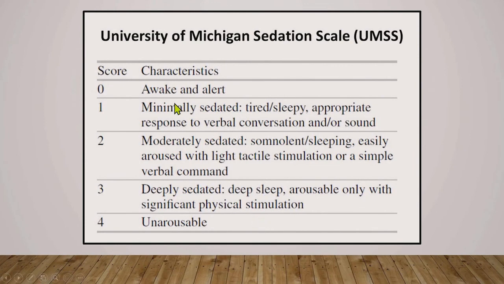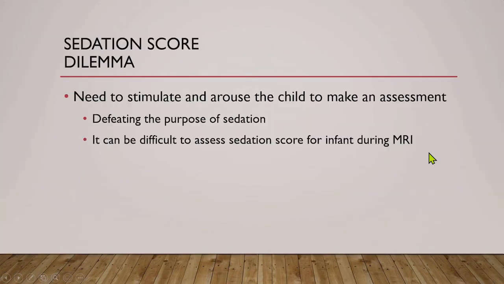If the patient is awake and alert, you give a 0 score. So the patient is not sedated at all. If, let's say, the patient is in a deep sleep, only arousable with significant physical stimulation, he will have a score of 3. If the patient is not arousable, it is 4. And then you have something in between here. As you see, how you give the scoring is you need to try to stimulate the child and see how easily the child is woken up.